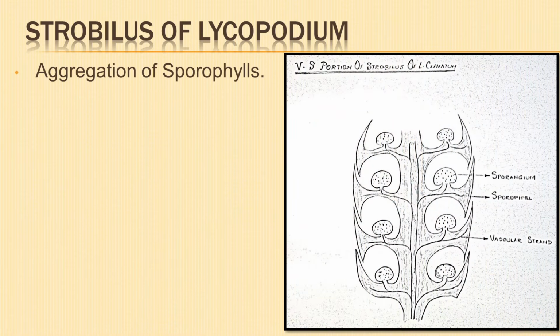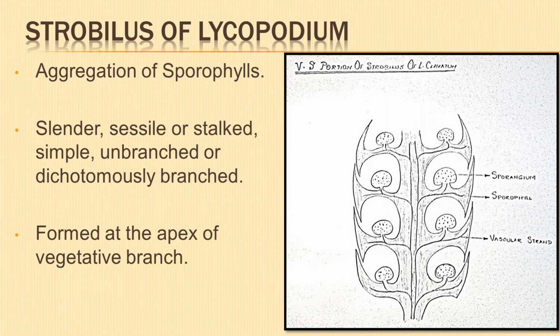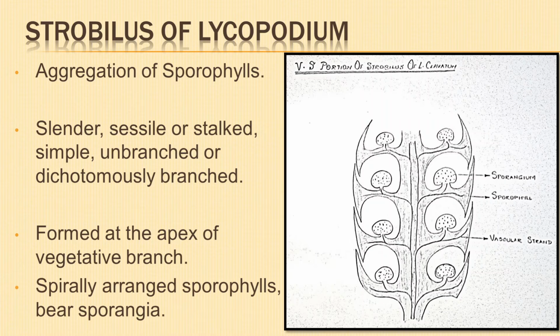Aggregation of sporophylls is called a Strobilus. Each Strobilus is a slender structure, sessile or stalked, simple, unbranched or dichotomously branched. It is formed at the apex of the vegetative branch in the form of a cone. Sporophylls are arranged spirally and bear sporangia on their adaxial surface. Sporangium is kidney-shaped and has a multicellular short stalk.